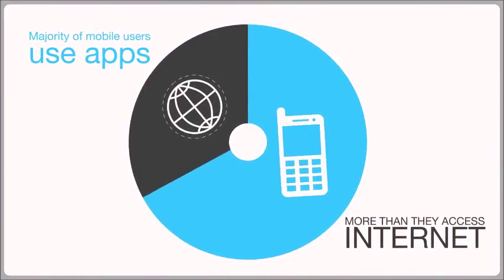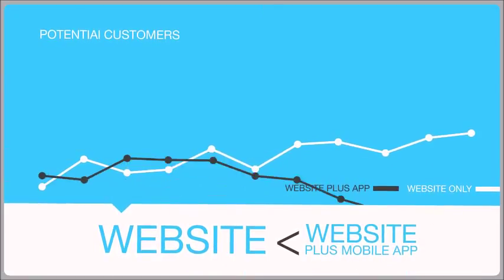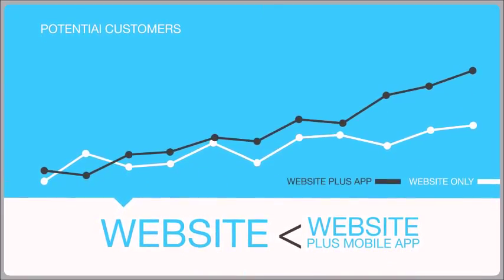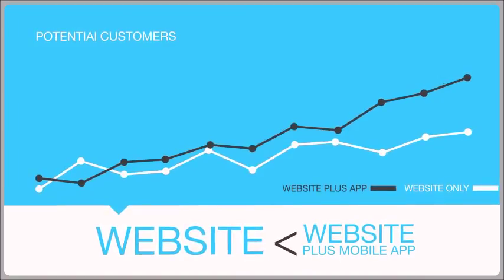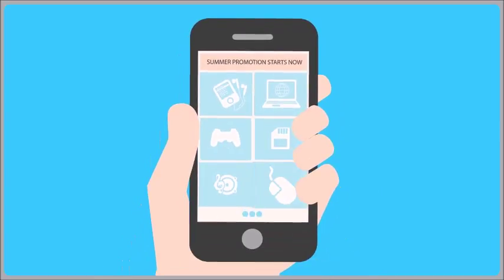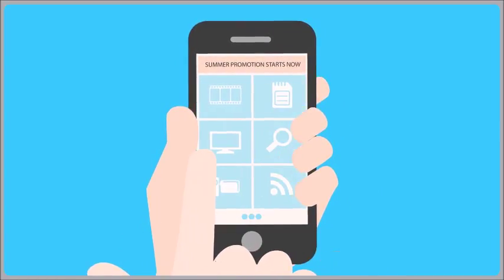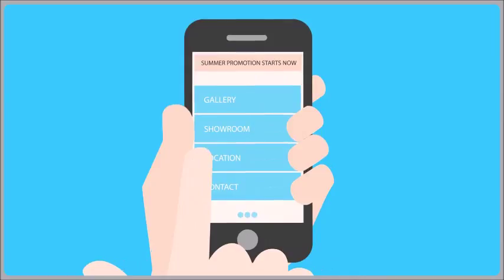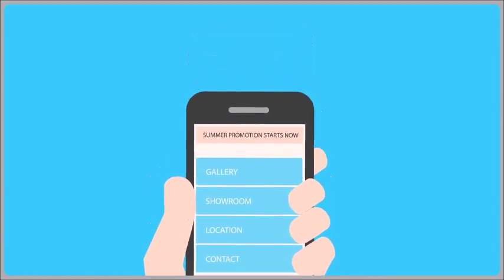The majority of mobile users use apps more often than they access the internet. This means if you're only using a traditional website as a marketing tool, you're missing out on a large portion of your potential customers. One of the key benefits to having a mobile app are push notifications. When your customers download your app, you're able to send messages directly to your customer's mobile so that they automatically see your offers and promotions.